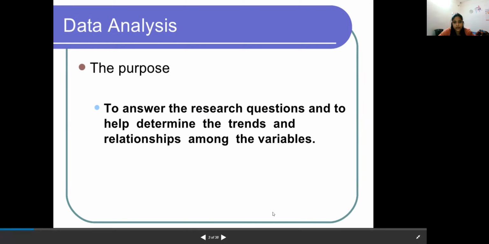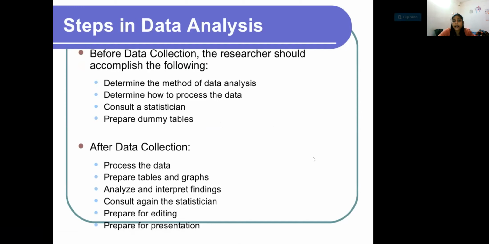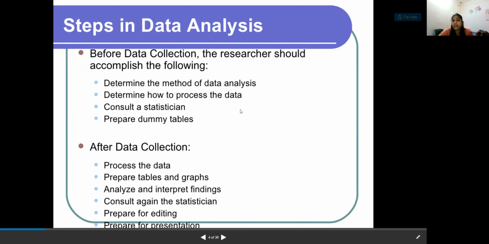You can see the steps in data analysis. Before data collection, the researcher should accomplish the following. Determine the method of data analysis. The researcher should know which method to follow and which type of sampling technique to follow. The researcher should also know the method of data analysis and determine how to process the data, and how we can calculate this data.